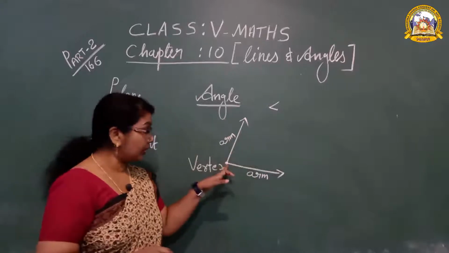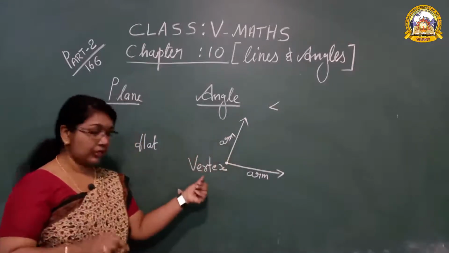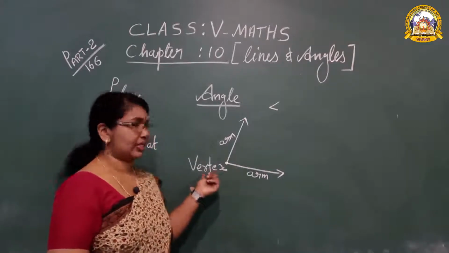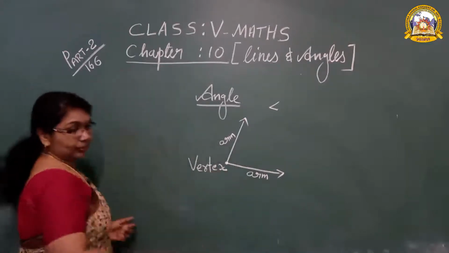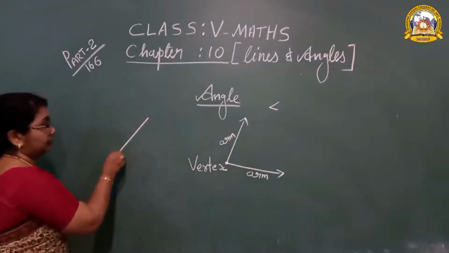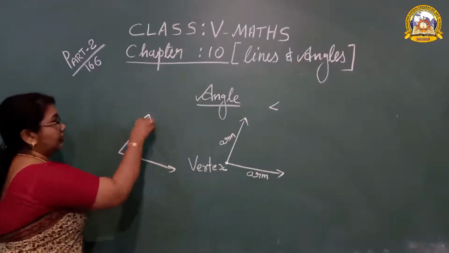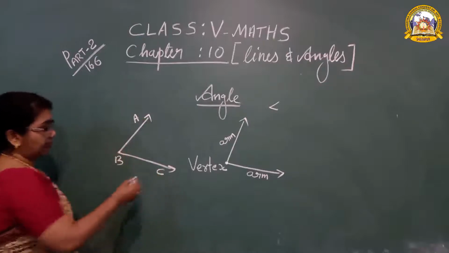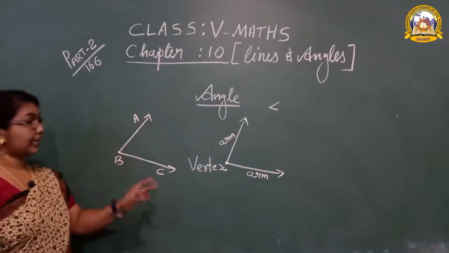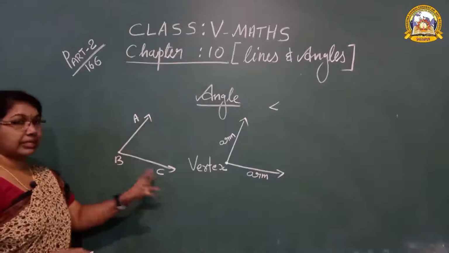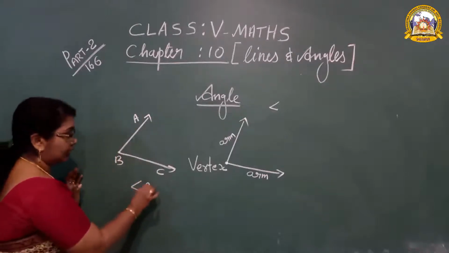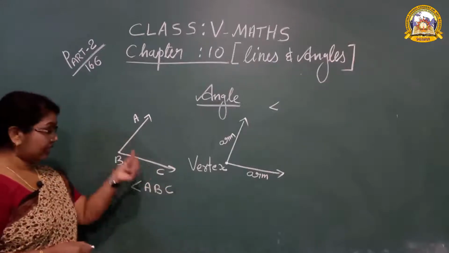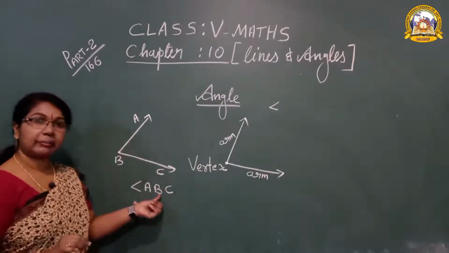Two rays joining, that point is called the vertex. I think most of you studied this in the 4th class. Now, A, B, C. What is the name of this angle? Angle ABC. You have to write it like that. Angle ABC. Always the vertex letter should be in the middle.